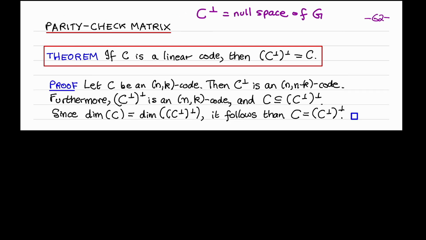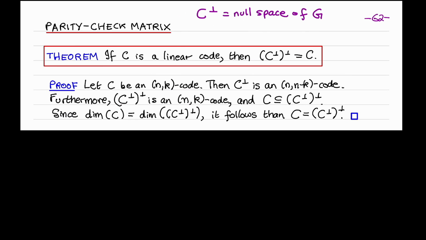Let's prove this theorem. Let C be an (n,k) linear code over a field F. We proved that C perp is a linear code of length n and dimension n minus k over the same field F. Furthermore, the dual of the dual code of C is a linear code of length n and dimension n minus (n minus k), which is k. So now the dual of the dual code of C consists of all vectors orthogonal to every vector in C perp.